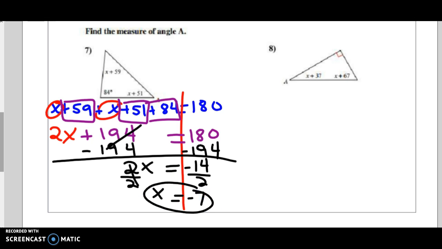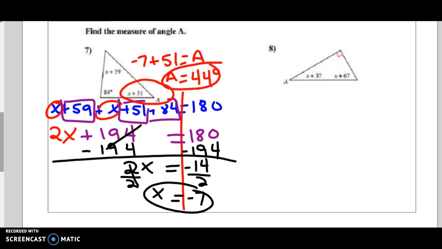However, I'm not done because the problem asked me to solve for the measure of angle A. So I covered it up a little bit here, but here I have angle A, and it tells me that angle A is equal to x plus 51. And I just figured out that x is -7. So I just need to substitute that back in. -7 plus 51 will tell me the measure of angle A. And when I combine 51 and -7, I get 44. So that means that A is 44 degrees.